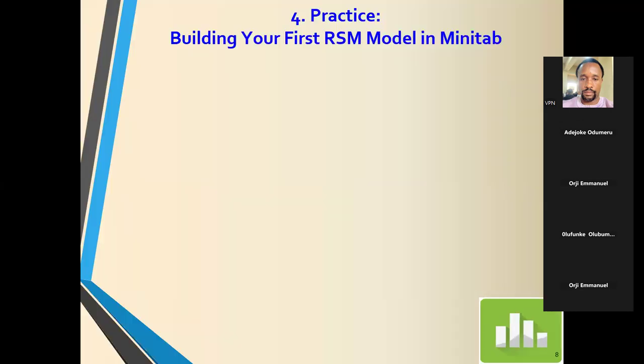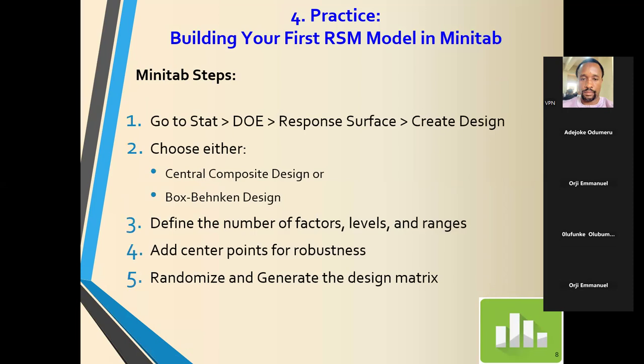Okay, very good. We are here to do the practical exercise and see how we can build our first RSM model in Minitab. The initial steps: you go to Start, DOE, Response Surface, Create Design, and then you choose Box-Behnken, because we are focusing on Box-Behnken since we have data for it that we have already published in one or two other journals.